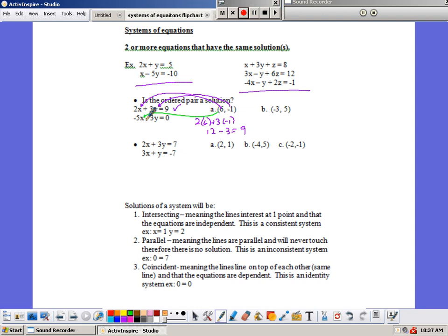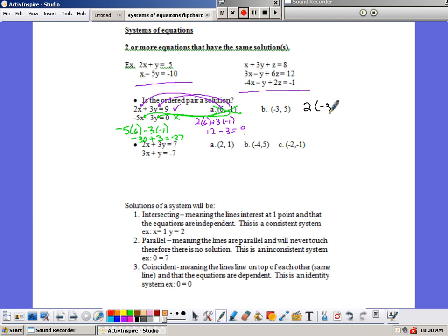So now I'm going to take the 6 and put it into these. So negative 5 times 6 minus 3 times negative 1, negative 30 plus 3, negative 27. No, so this is not a solution to the system. It has to work for both of them to be a solution to the system. So let's try the next one.